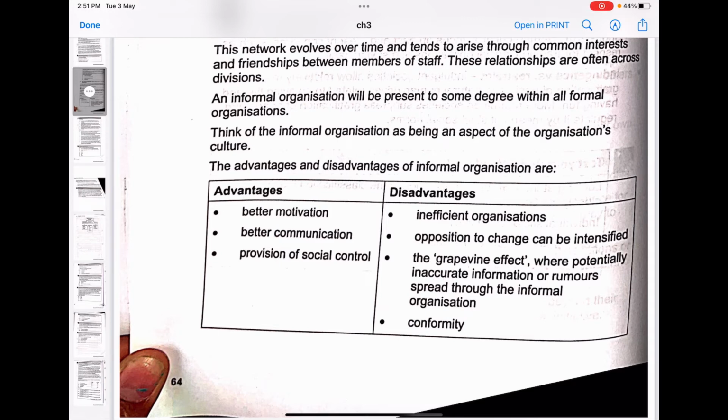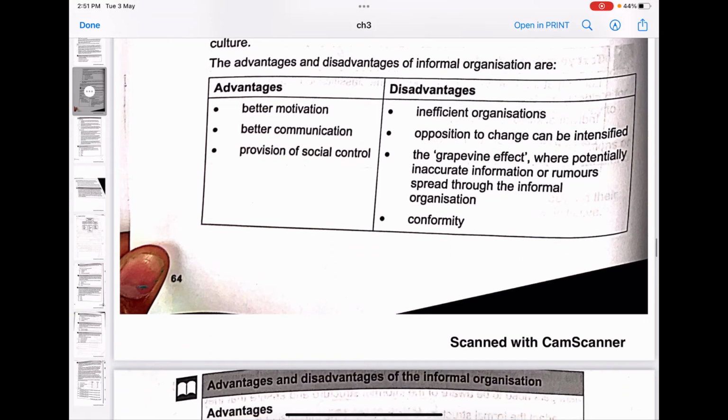These relationships are often across divisions. An informal organization will be present to some degree within all formal organizations. Think of the informal organization as being an aspect of the organization's culture. What are the advantages and the disadvantages of having an informal organization? Just compare it with your school or your college, and you'll be able to understand.